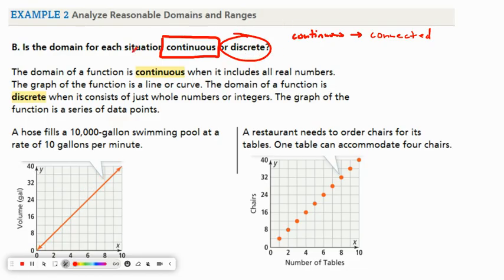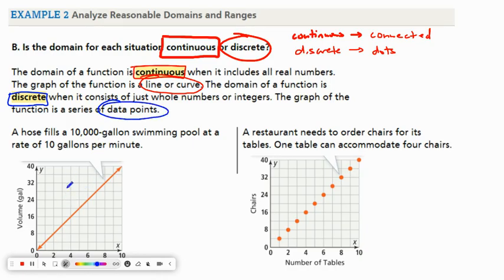Okay? A discrete graph is going to be dots or points, right? But D for dots. So notice here in the second one, you see a bunch of points. This is a discrete graph. So again, when you are continuous, your graph is a line or a curve. When you are discrete, it's going to consist of a series of data points.